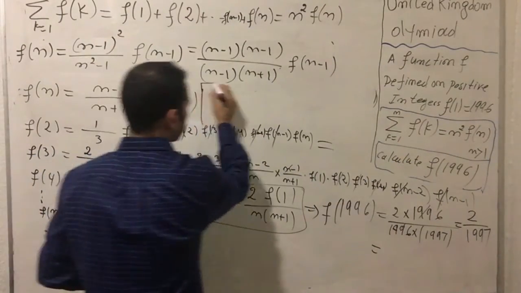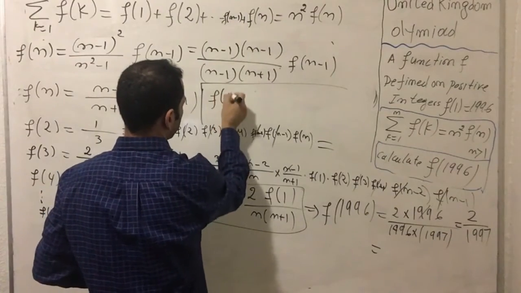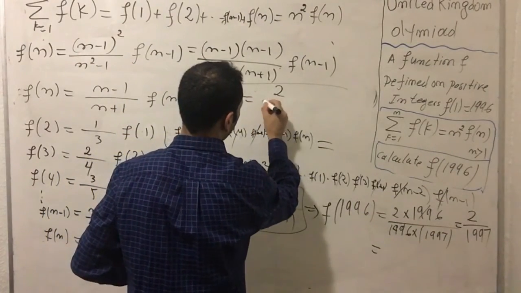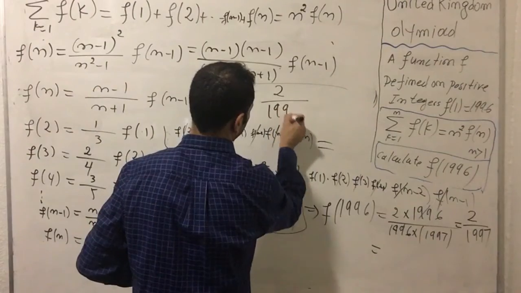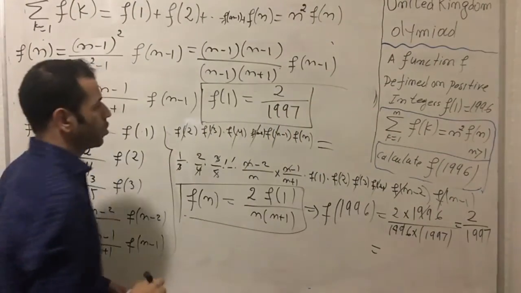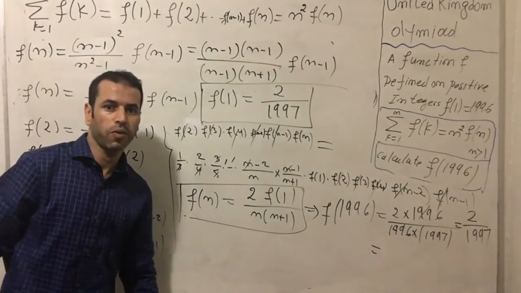Now f of 1 equals 2 over 1997. Okay, I have done with this problem.